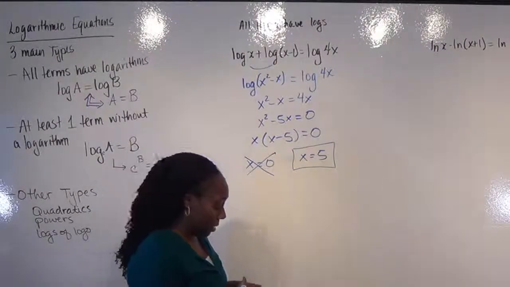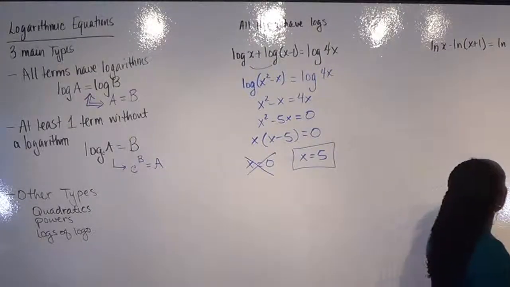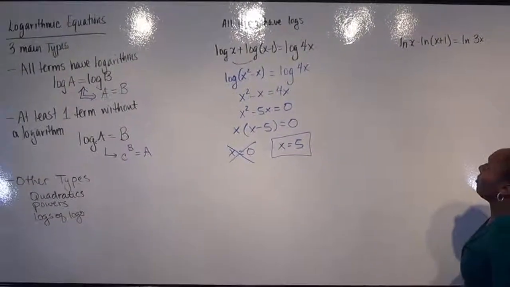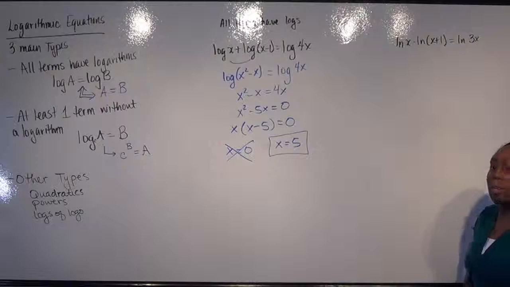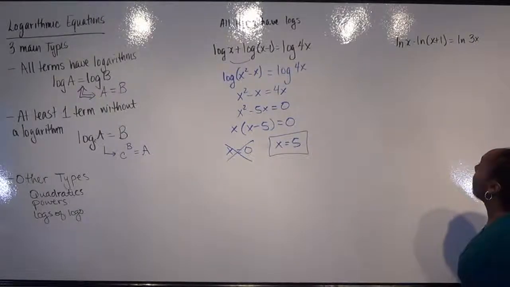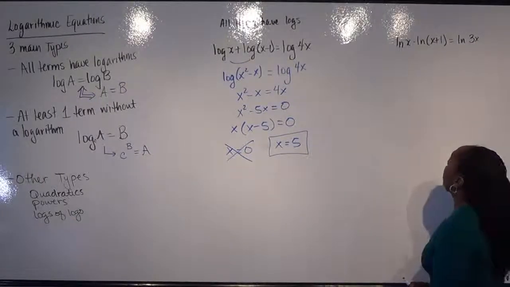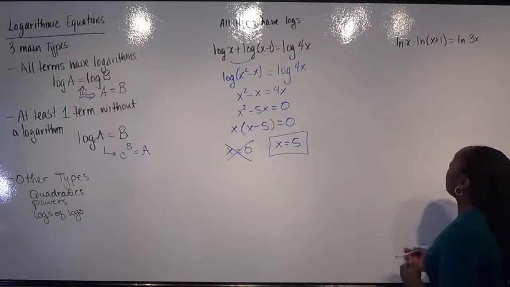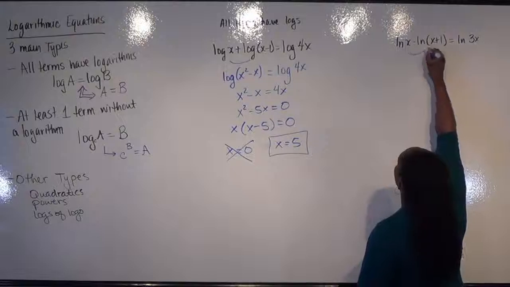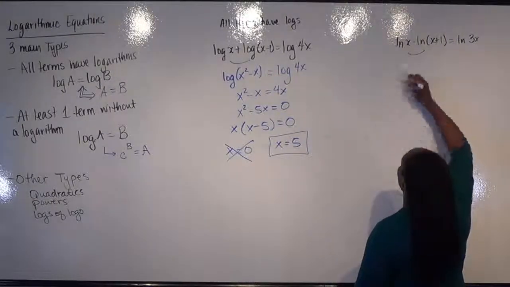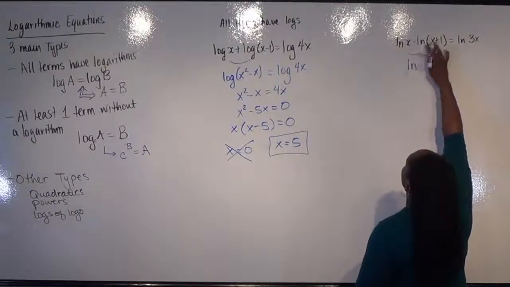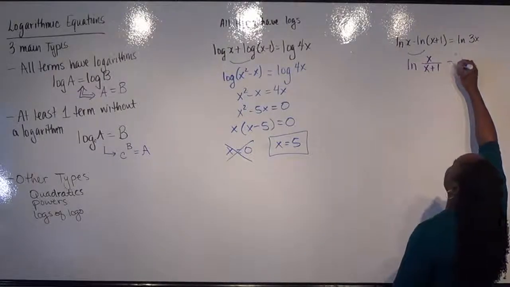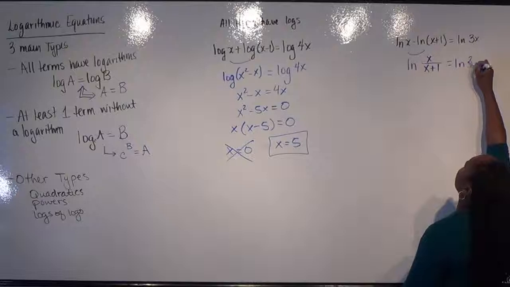Alright, so let's look at the next example. Same thing, I'm looking at all terms having logs. In this case, they're all natural logs. So ln of x minus ln of x plus 1 equaling ln of 3x. Again, first thing I want to do is combine my logarithms so I have a single log term on each side. Here, because of the subtraction, I'm going to divide my arguments.